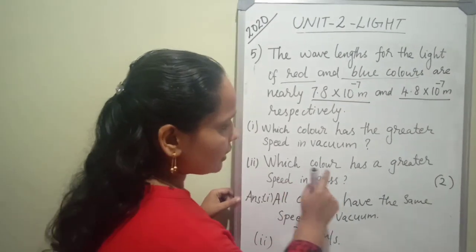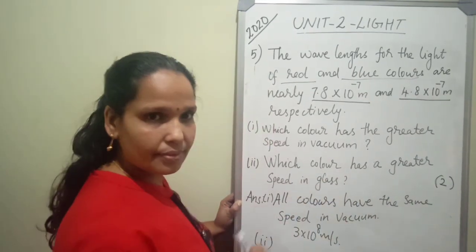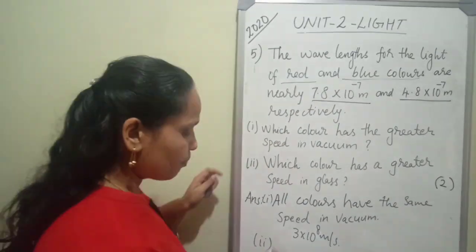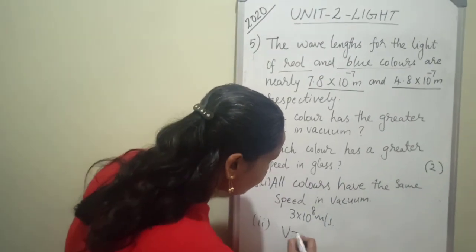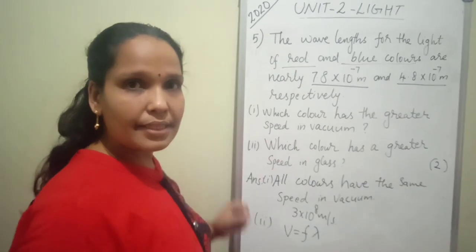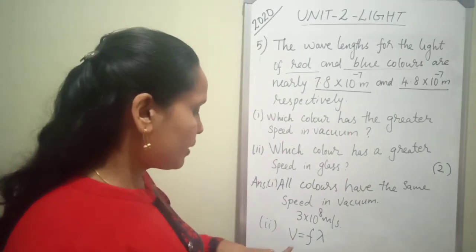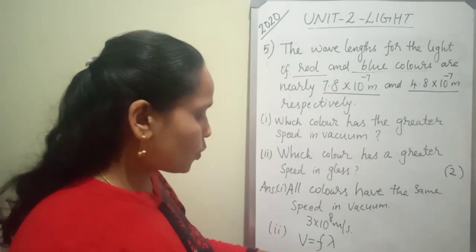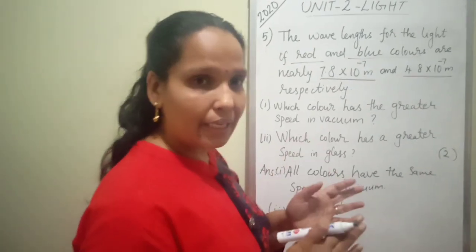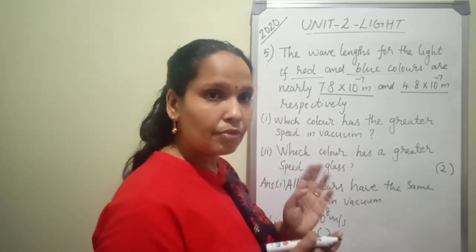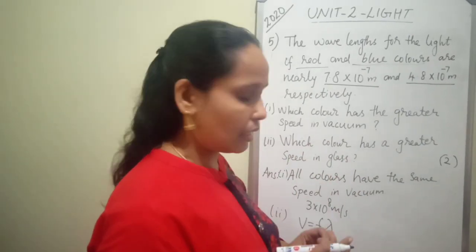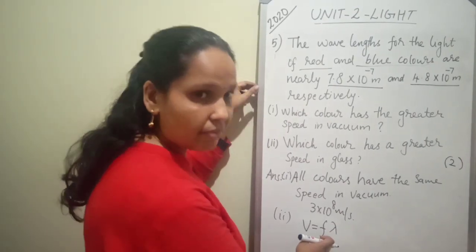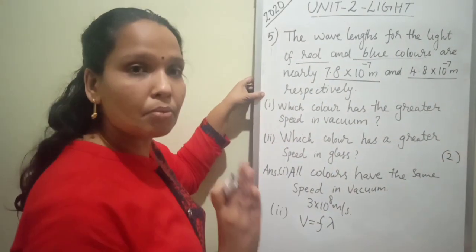Second part, which color has a greater speed in glass? Out of these 2, which color will have more speed? Remember a formula we have learned: V is equal to F lambda. That means velocity, or speed, is equal to frequency into wavelength. Here frequency will not change. For a given color, whether it is in any medium, frequency doesn't change. Now lambda we have to see. Lambda means wavelength; whichever has more wavelength will have more speed.